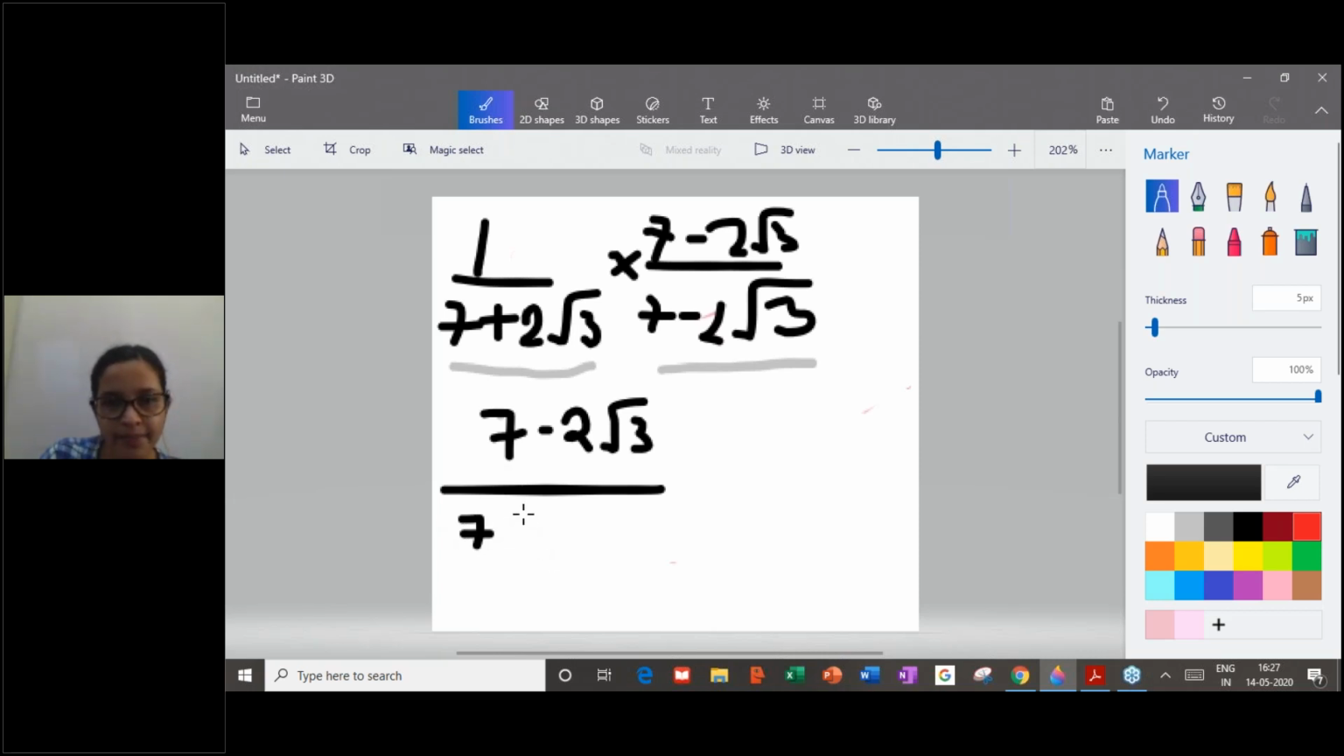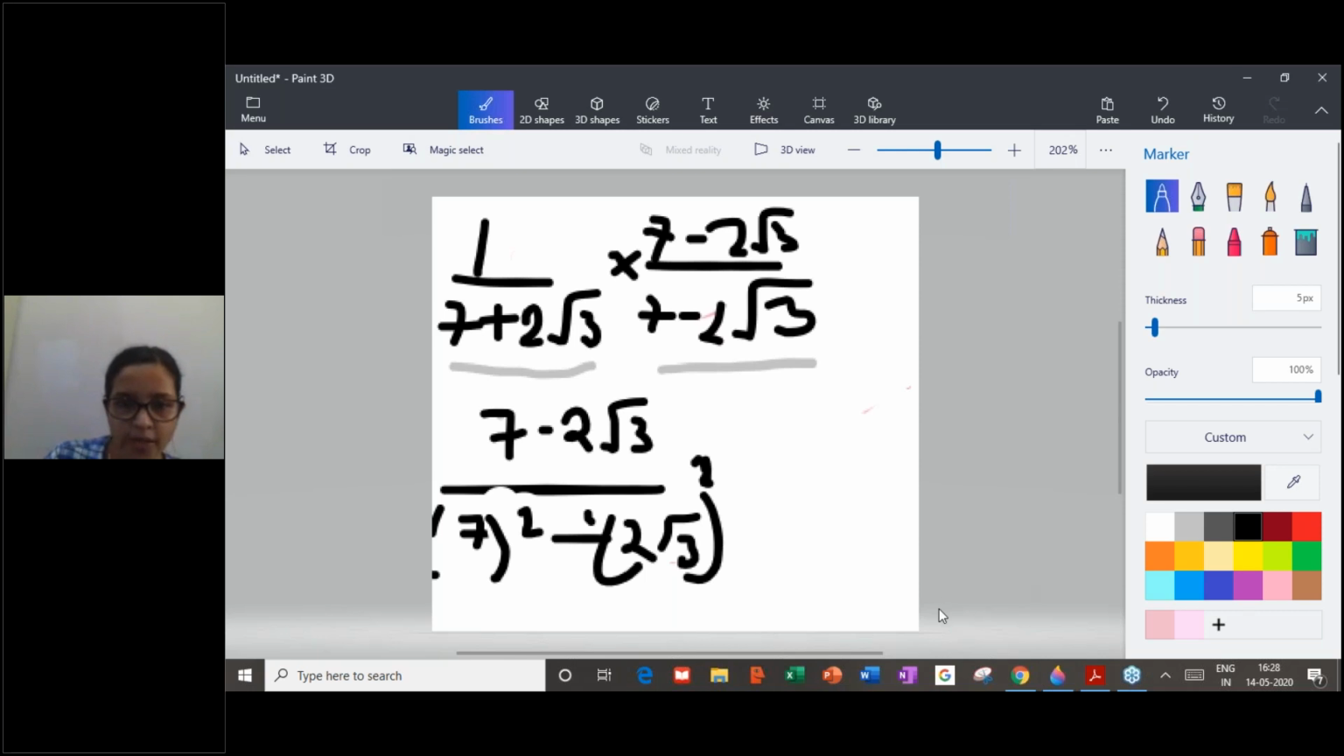You can do it manually. I mean, you can expand the brackets and do it if you like, or you can directly write it as 7 square minus 2 root 3 square. Okay, this is how you get it. Now are you getting it? Now try solving it ahead.